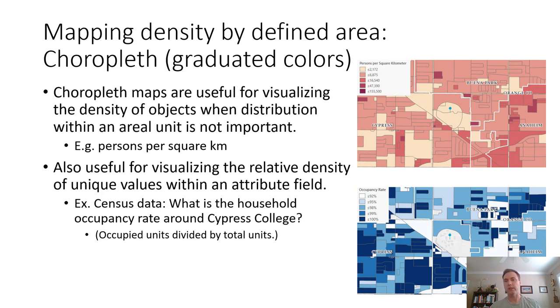So you're not just looking at density, you're actually taking two different attribute fields and dividing one by the other. It's good to know that to the north of Cypress College and a little bit to the northeast, you've got some areas below 92% occupancy rate, meaning that there are more open or vacant houses. Whereas to the west and the southwest, it looks like most houses are above 98% occupied. So that's just an interesting data point.